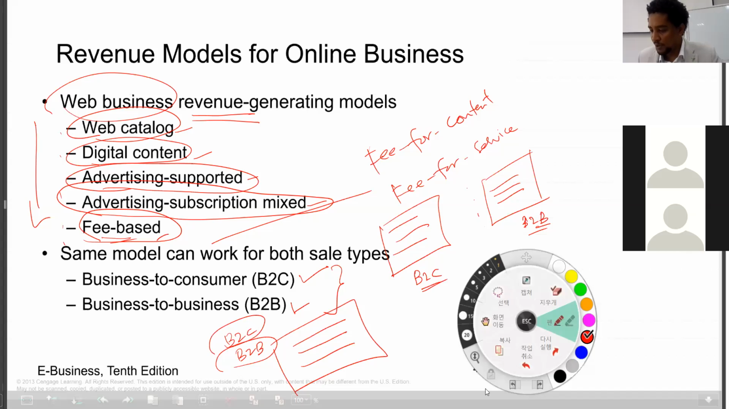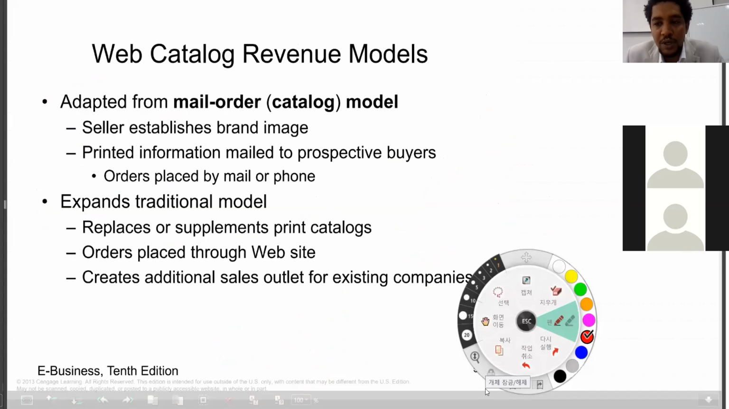Okay, so let's talk about the first one: web catalog revenue models. I will tell you the history behind this. A long time ago, before web catalogs were created, there was a business, and this business used to send mail through post. On these mails delivered to their customers, there are lists of products this company produces. This was way before the internet was invented.